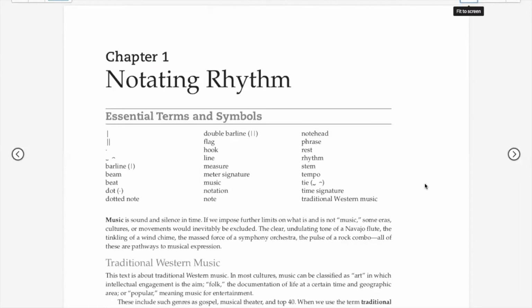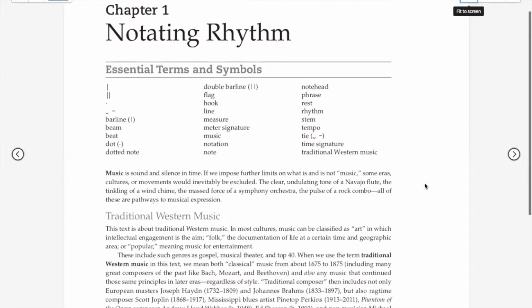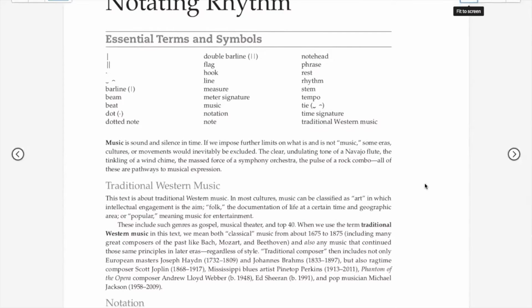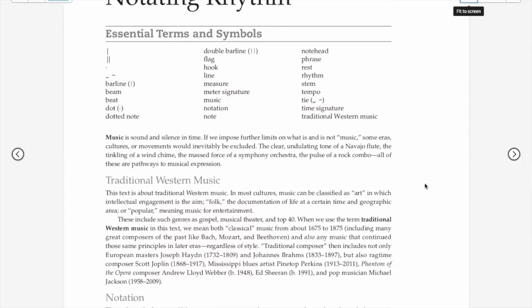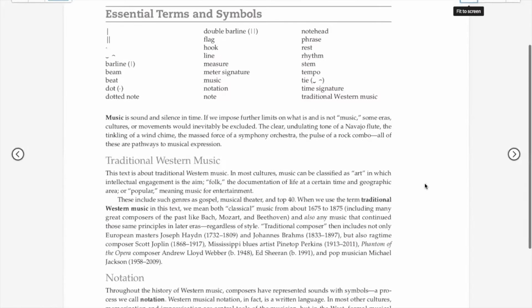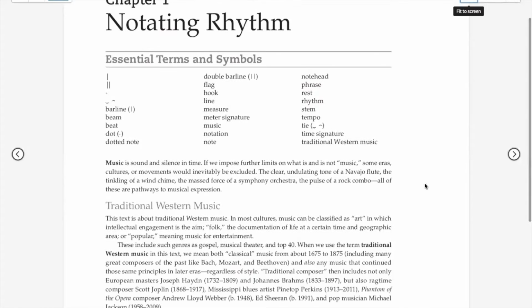So this is page 1 of your textbook, and we're going to go over this material together, meaning I'm going to try to explain it to you in shorter videos that you can rewatch if you need to. And hopefully this will give you an understanding where you can do the homework that's due at the end of this chapter. We start out with notating rhythm.